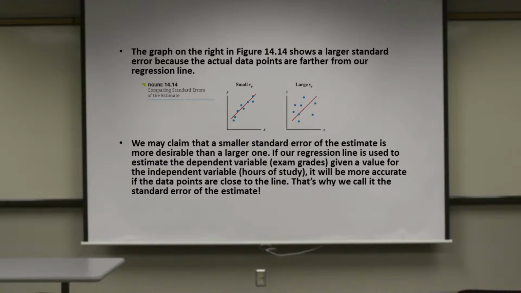Our regression line is used to estimate the dependent variable, or exam grades, given a value for the independent variable, or hours of study. It will be more accurate if the data points are close to the line. That is why we call it the standard error of the estimate.